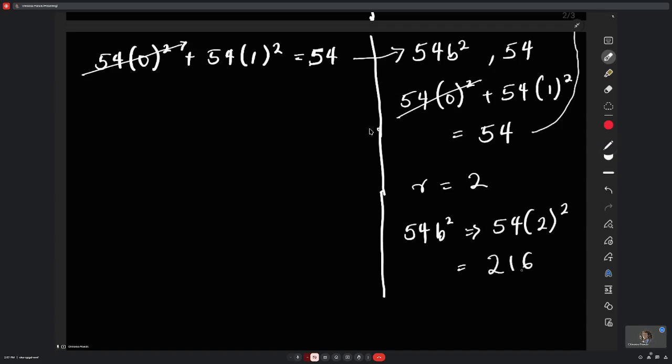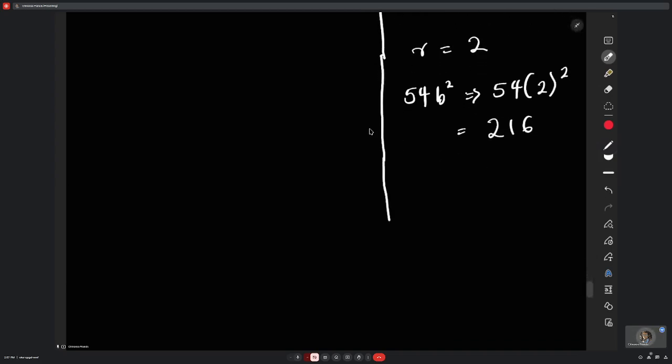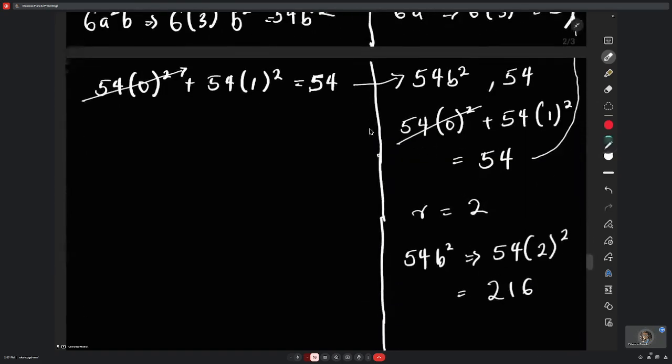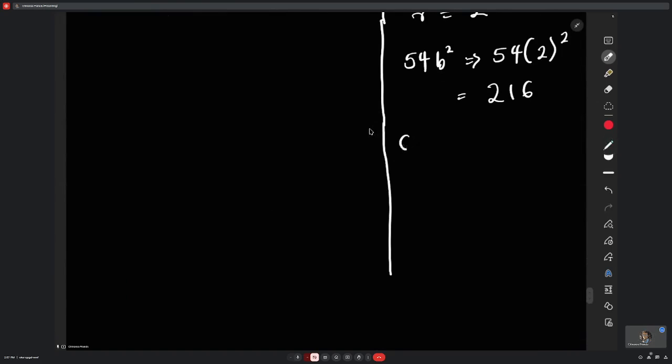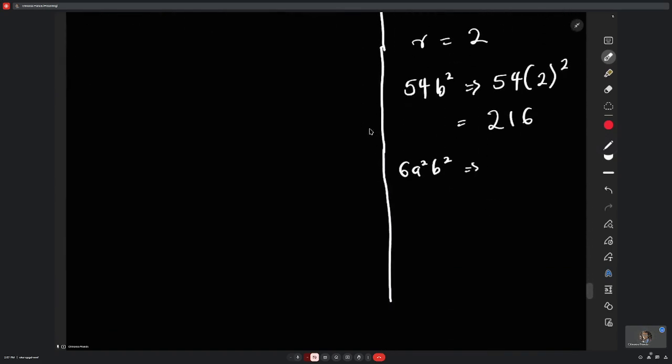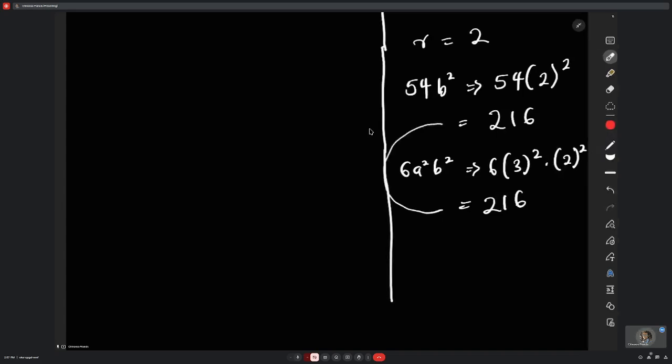216. Right? And then the verifier also evaluates the original polynomial, which is 6a squared b squared at 3 and 2, right? And what does it give us? Still 216, right? So which is basically the oracle check. And since both of them are equal, the verifier accepts. Right?